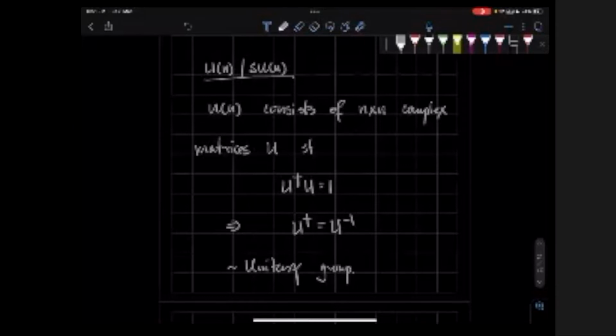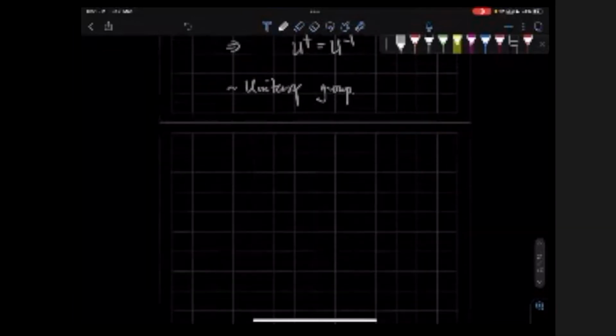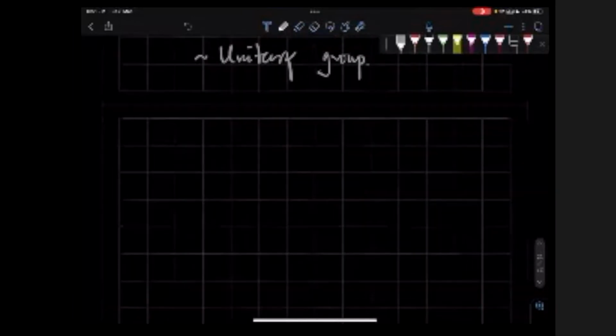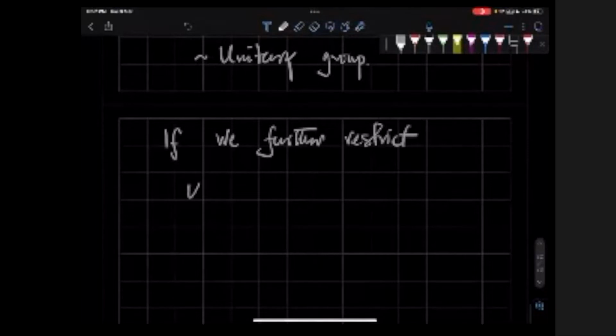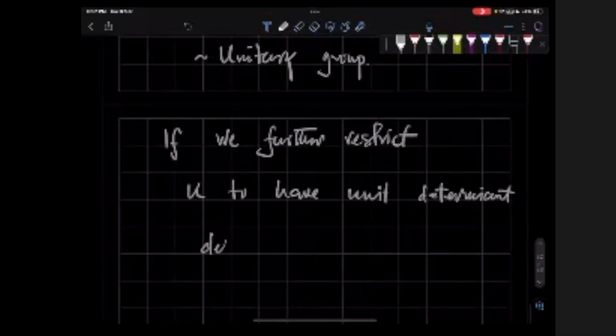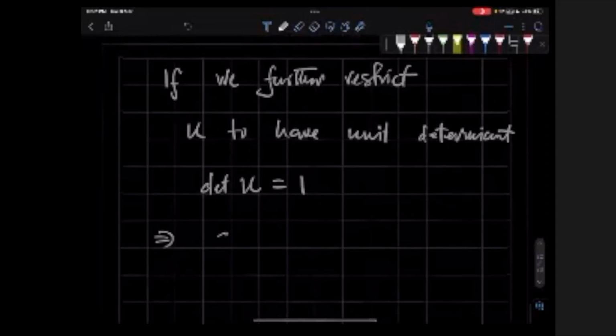Okay, so this is U(N), and if we further restrict U to have unit determinant, so the determinant of U is 1, then we call that SU(N), the special unitary group of n by n matrices, okay?